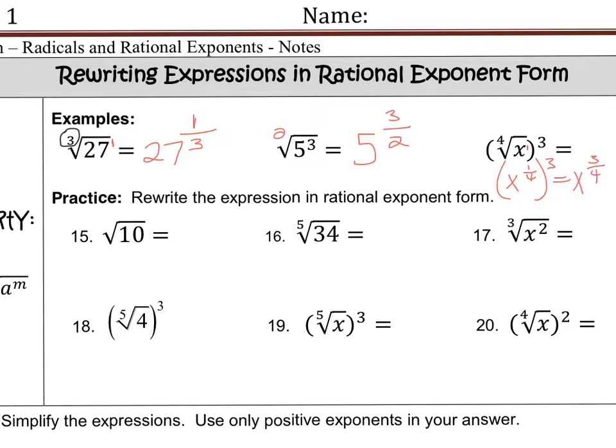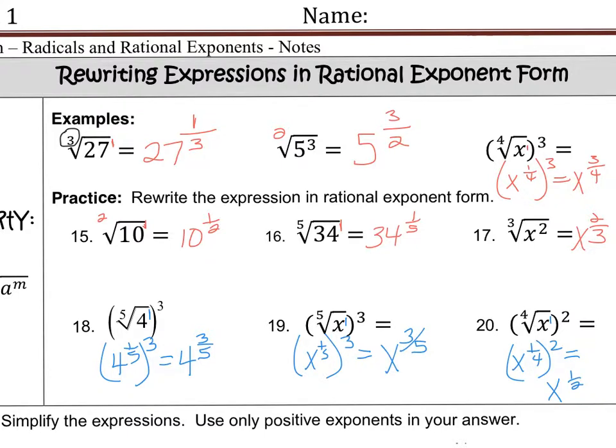Okay, so using these as your example, I want you to pause your video and do 15 through 20. Just practice getting through all of them. You'll probably have to check back and just make sure you've got the pattern right as to which one goes on numerator and which one goes on denominator, and then check back for the explanation and make sure you got them all correct.